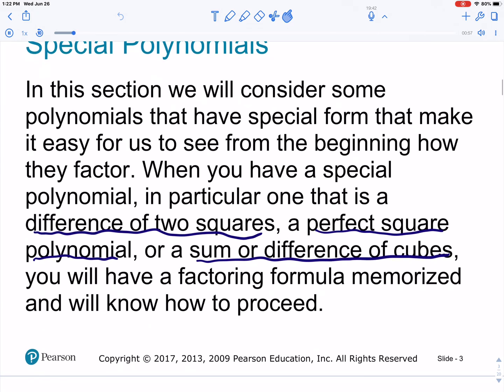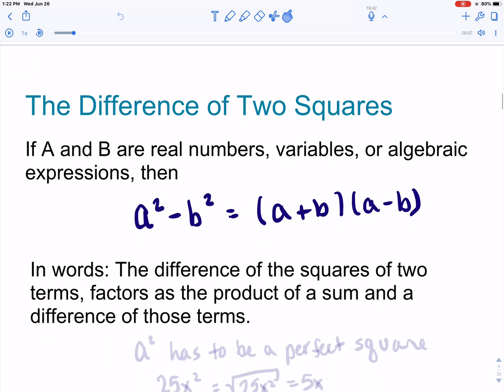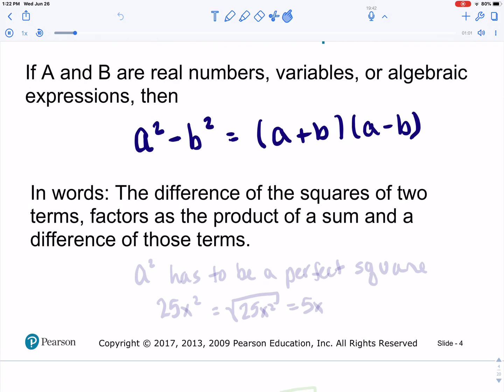So the difference of two squares: if a and b are real numbers, variables, or algebraic expressions, then a squared minus b squared equals a plus b and a minus b. The difference of the squares of two terms factors as a product of the sum and the difference of those terms. And just keep in mind that the a squared has to be a perfect square.